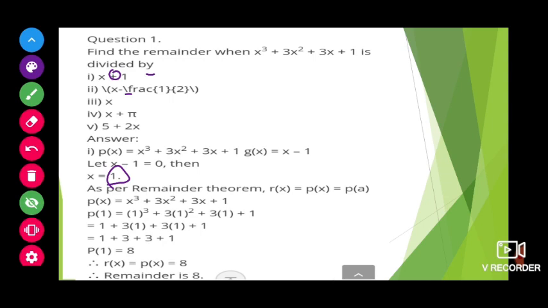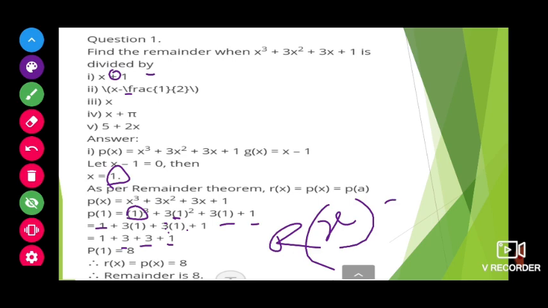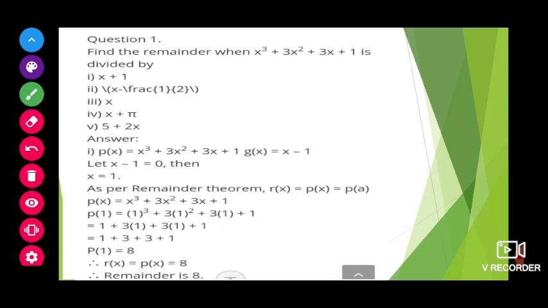If we substitute, p of x is equal to x cube, means 1 cube, 3 into x square, means 1 square, plus 3 into 1 plus 1. Now 1 cube means 1 only, 3 into 1 square means 3 only, 3 into 1 is 3, and 1. So if we add all together, we get 8. So the remainder is 8.